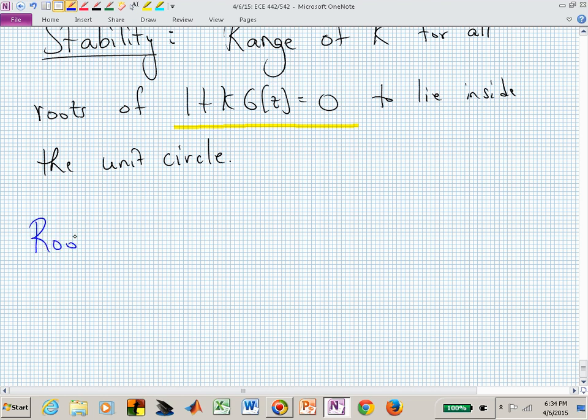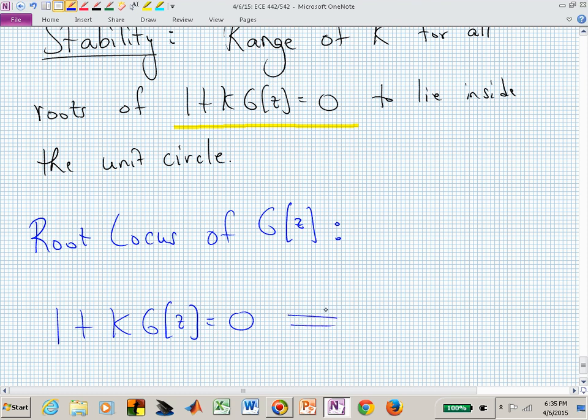Let's now look at, then, the root locus of g of z that results from this configuration. We have 1 plus k g of z equal to 0. And as I said before, this is an equation that could have possible complex values for z that would satisfy this equation. Now we can solve that for kg, and we see that kg is equal to -1.